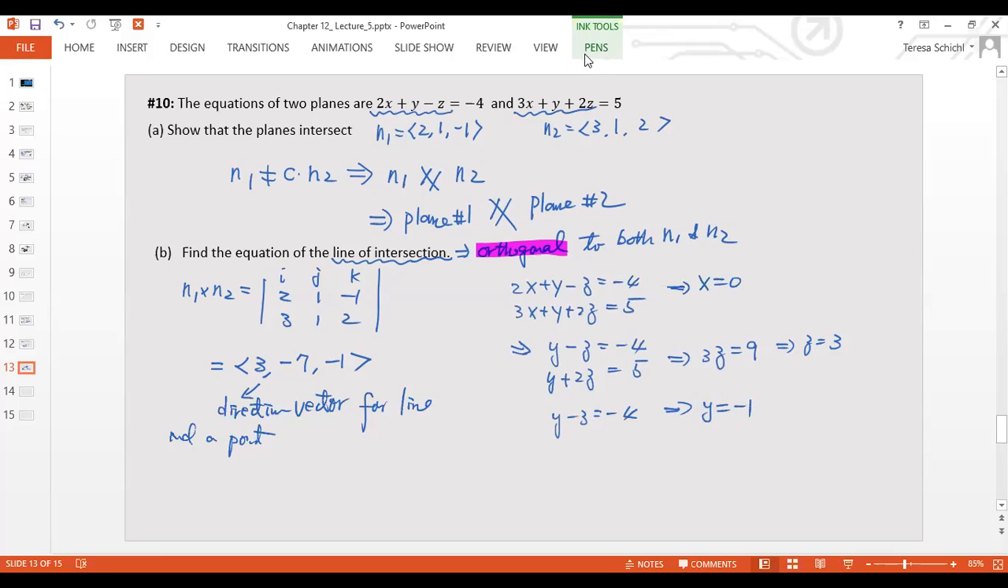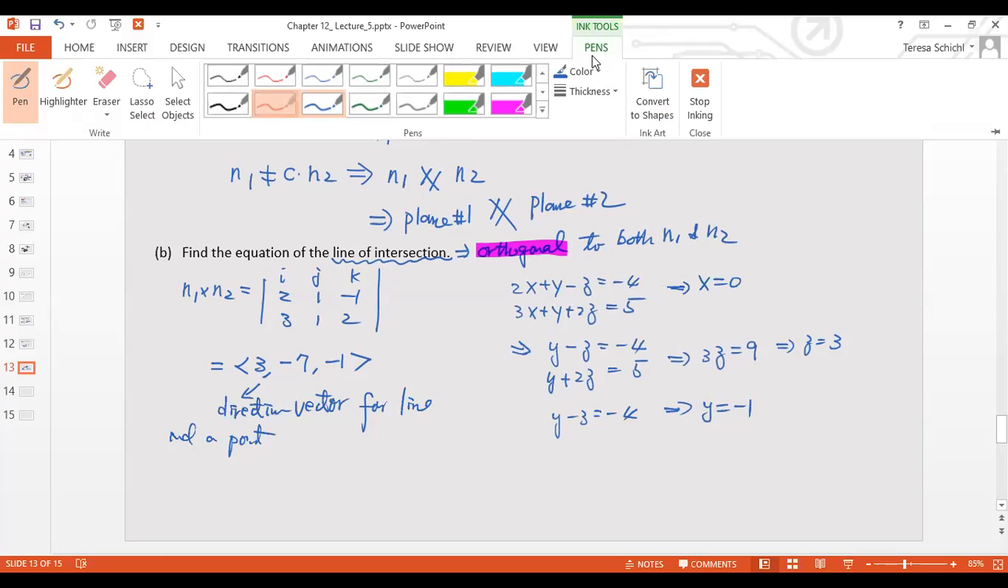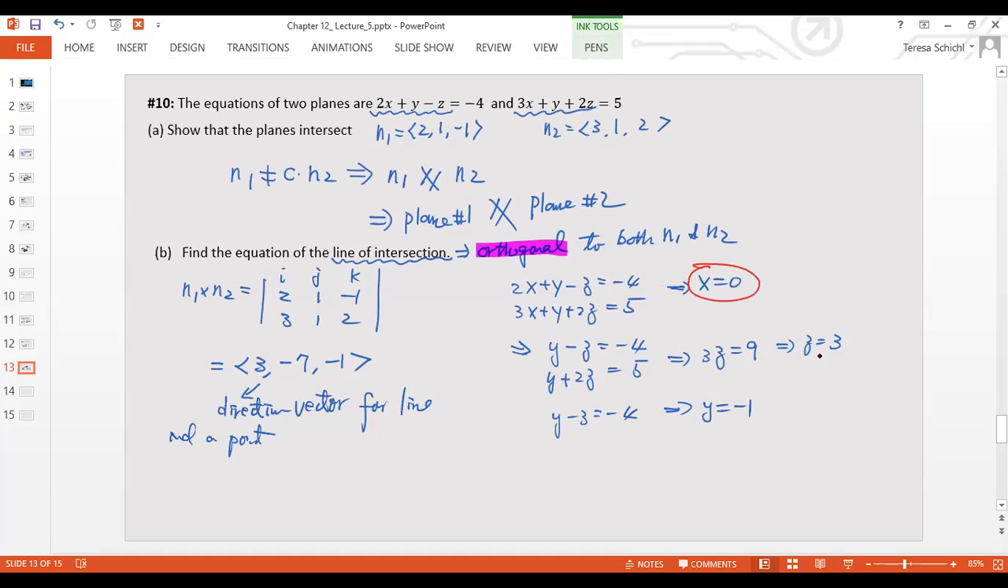So we find the point. What is this point? 0, negative 1, and 3, right? So I got my point. So this point is 0, negative 1, and 3. As we say, you can always choose differently. You can choose y equal to 0, and then solve for x and z here. Okay, so now I have a directional vector, and I have a point.